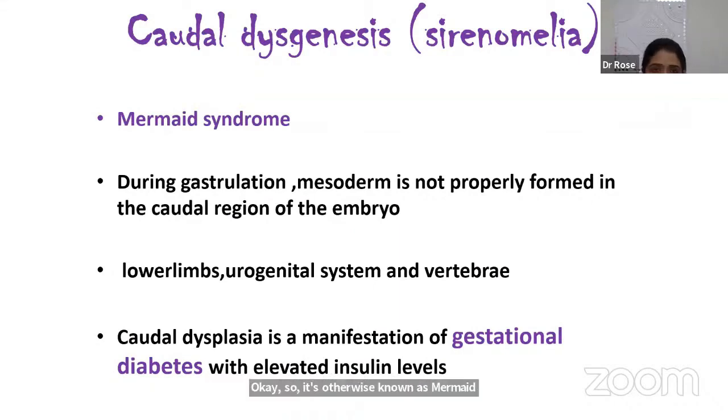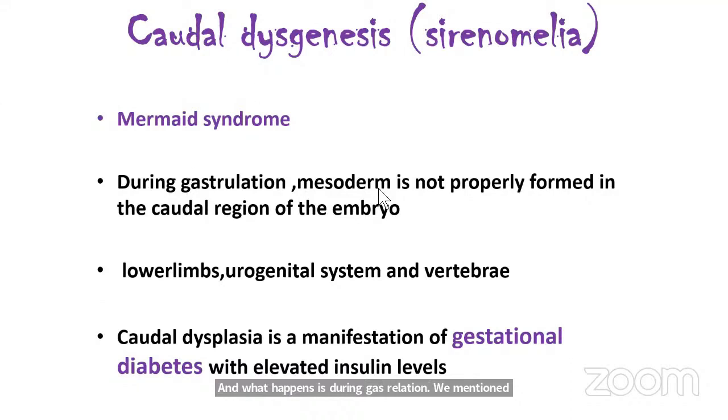And what happens is during gastrulation, we mentioned that an additional third layer, intraembryonic mesoderm, is formed. Sometimes this mesoderm is not properly formed in the caudal region of the embryo. Then what will happen? The caudal part, like the lower limbs, the urogenital system, the vertebra, and all won't be formed at the distal end. That is the reason why we have the limbs fused. So caudal dysplasia is actually a manifestation of gestational diabetes with elevated insulin levels. You can get it as one of the options.